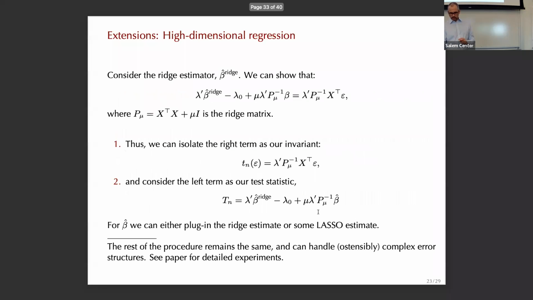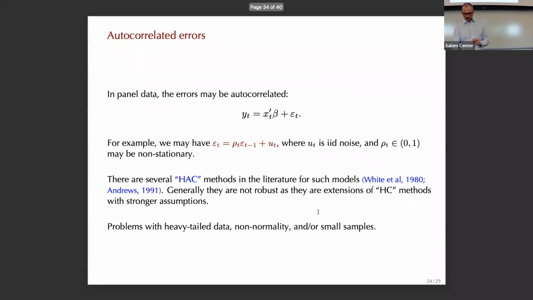Excellent. That's an excellent question. I have a backup slide here about autocorrelated errors. Suppose you have a time series model, and you're worried that you have some autocorrelation in your errors as well. And perhaps you also think that your errors are not stationary, so the autocorrelation parameter might not be constant. What can you do here? As you said, it's not clear what a natural definition of that G is.